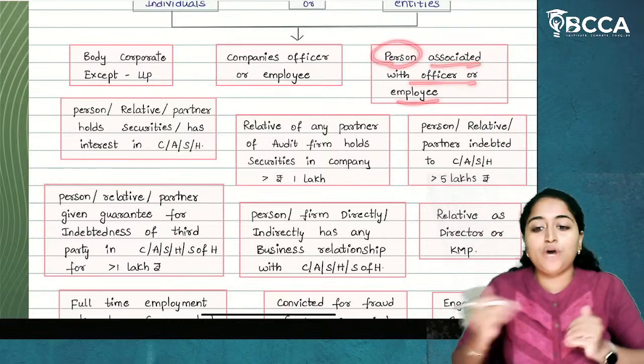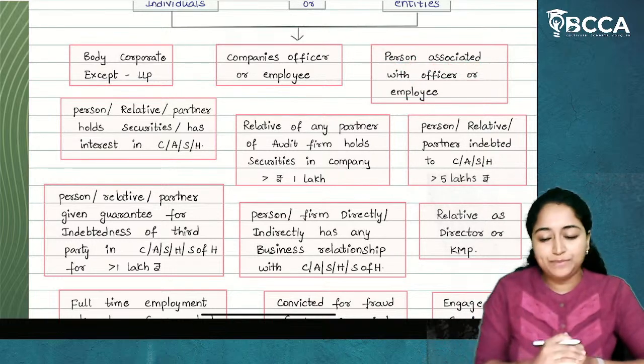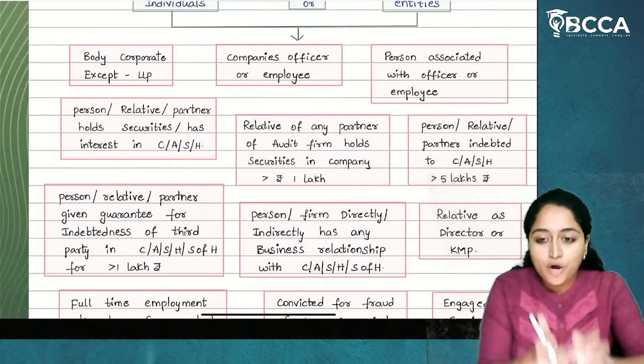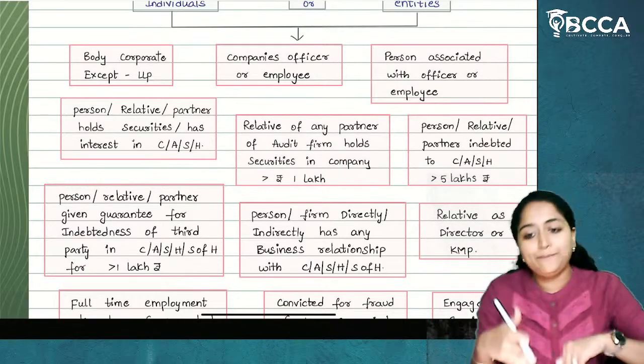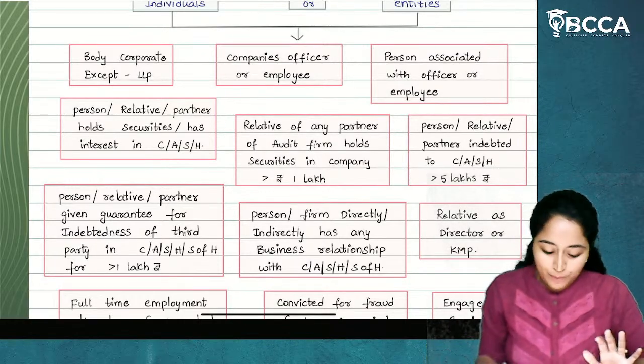Person associated with the officer or employee working in the company. If any related person of an officer or employee in the company is there, that related person, officer and employee, all three are disqualified from being appointed.